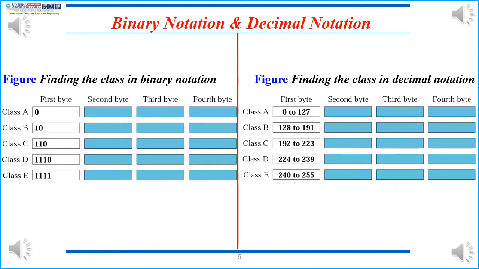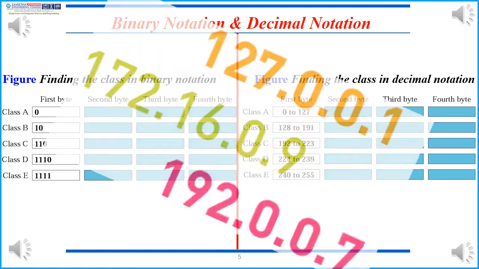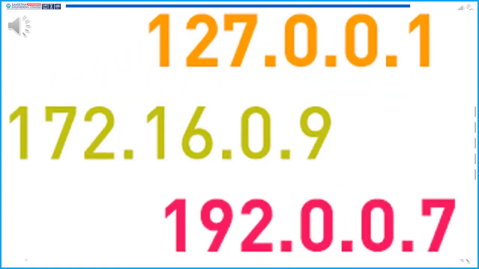Similar to binary notation, an equivalent decimal notation is given here, where class A will have the first byte of 0 to 127, class B will have the range between 128 to 191, class C between 192 to 223, class D 224 to 239, and class E, the last class of classful addressing, ranges between 240 and 255. By seeing the IP address itself, we have to find out which class it belongs to.